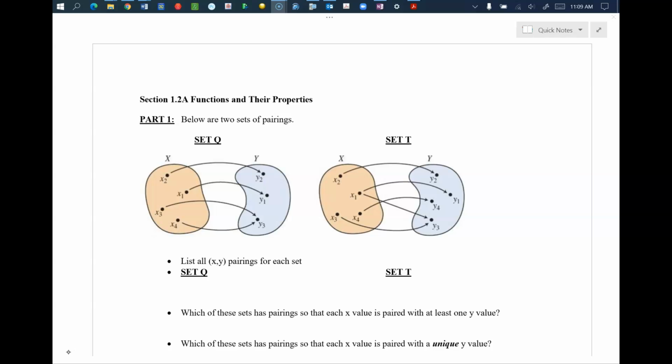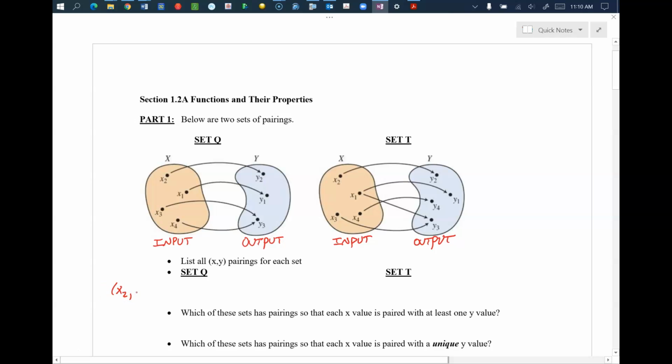So as it says here in part 1, we've got two sets of pairings, set Q and set T. We are going to refer to the left-hand side of these pairings as the inputs and the right-hand side as the outputs. So we'll do the same thing in labeling that for set T. And what we want to start out with is listing all XY pairings for each set. So we'll do set Q together, and then I want you to pause the video and do set T on your own. So set Q, the XY pairings go like this.